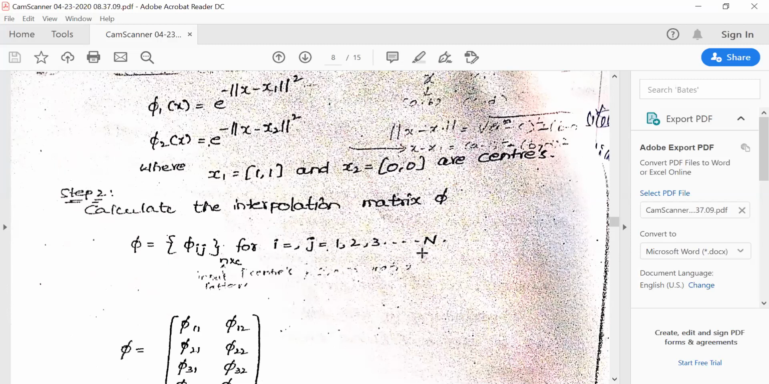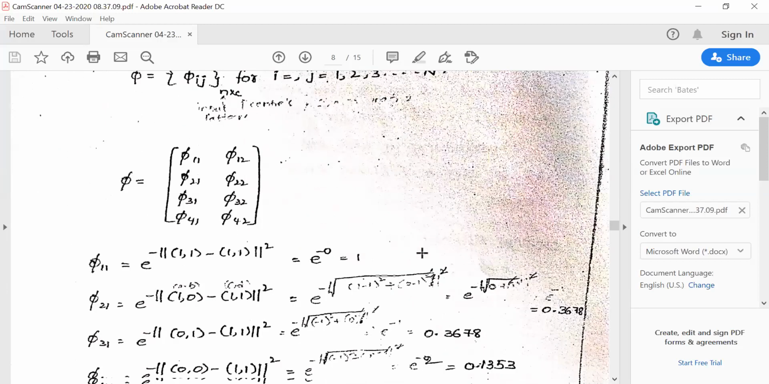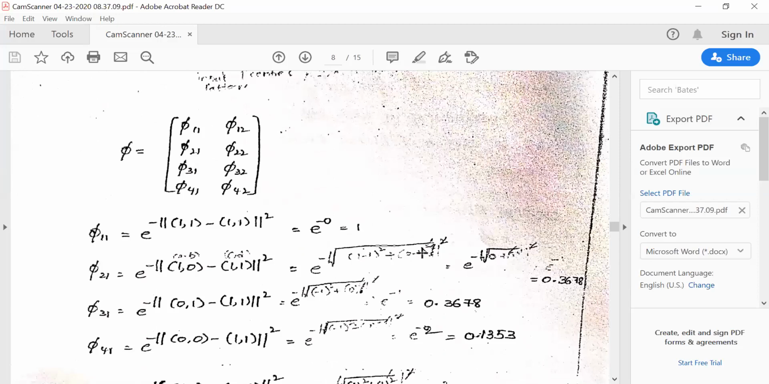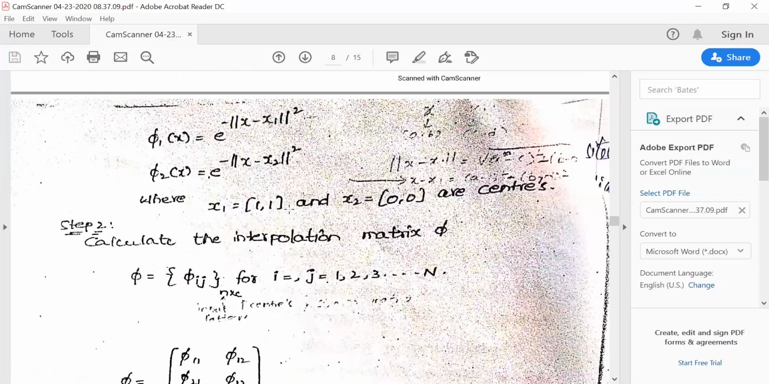Depending on your number of hidden neurons, the size of this interpolation matrix will vary. So phi 11, what you need to understand here is, please look at this. X1 is taken as 1 comma 1. The first center is 1 comma 1 and the second center is 0 comma 0.